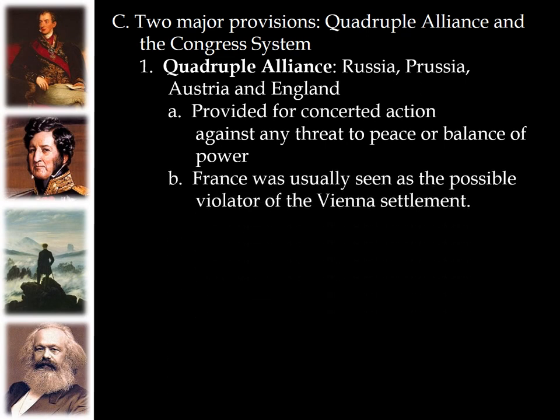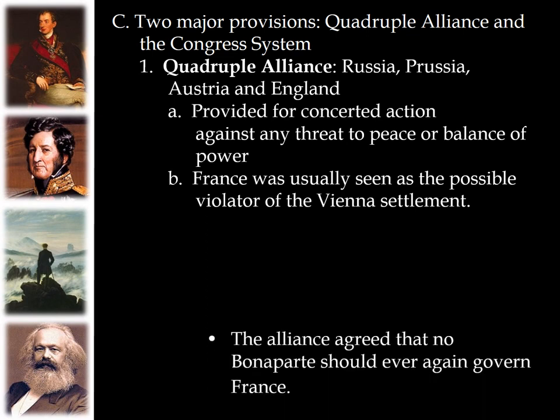France was usually seen as the possible violator of this Vienna settlement, so they would keep a close watch on France. France would, after the mid-1800s, eventually be invited into the Concert of Europe, for the final maybe handful of years of its existence, but still not very trusted by the rest of the nations of Europe.